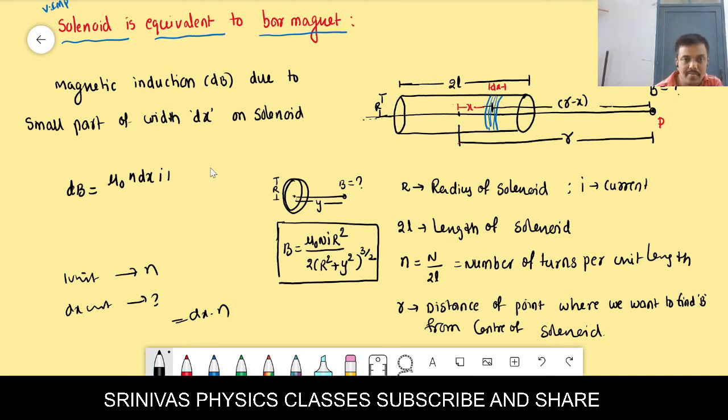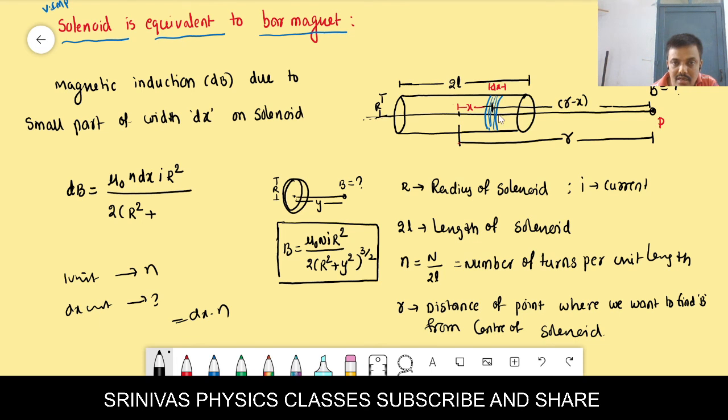I into R square, the radius is R again, by 2 of R square plus y square. No change, because the radius of the solenoid and the radius of the small part are also the same. This y is the distance of the point where you want to find the magnetic field from the center of the coil. The blue color small part is the center of the coil, and it acts like a circular coil.